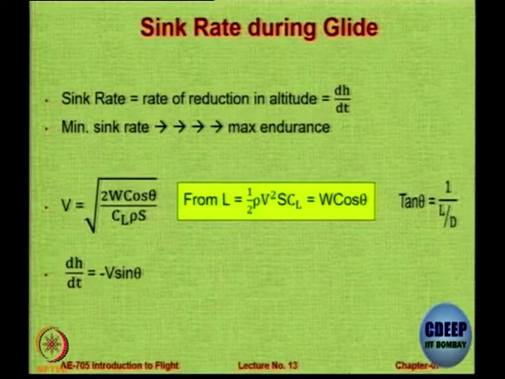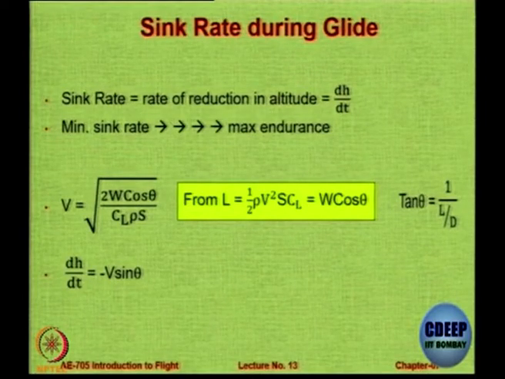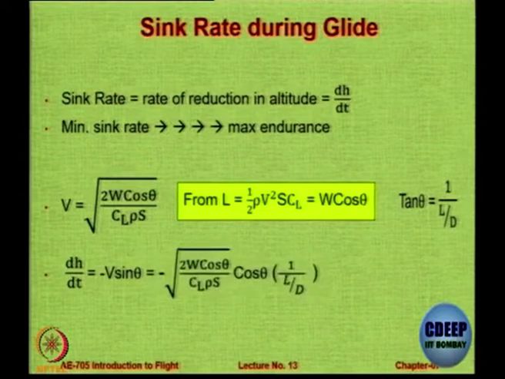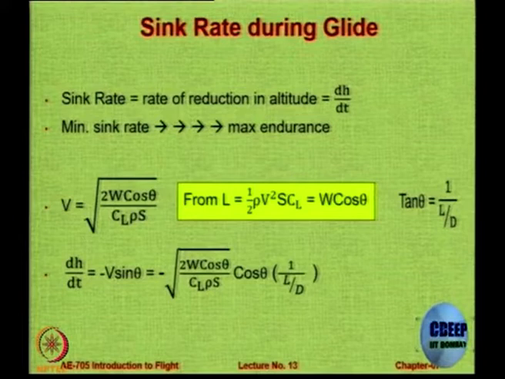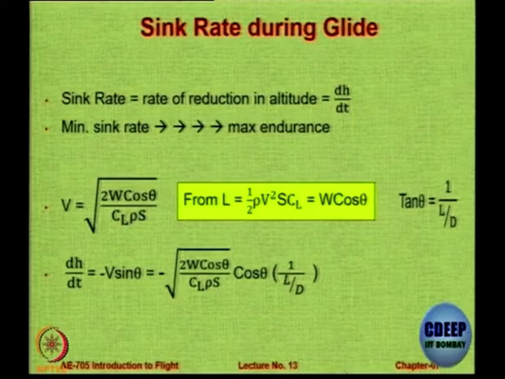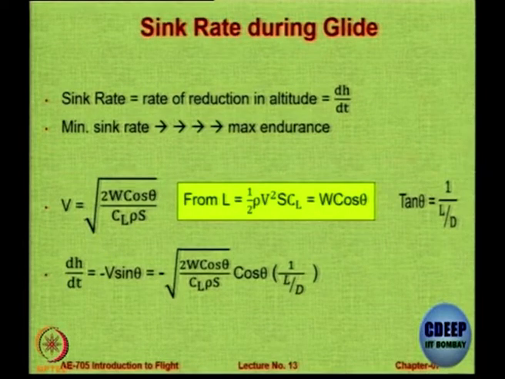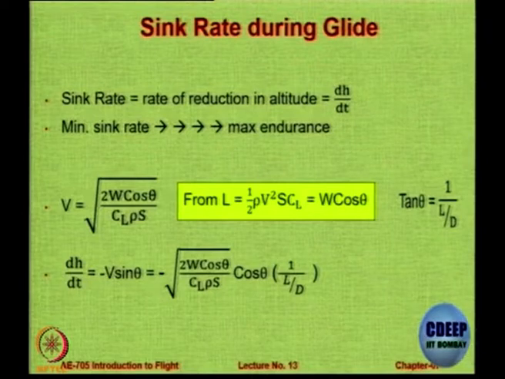Now, dh by dt, as you can see from the previous figure, is actually the sink rate, V sin theta. So, I take sin theta as cos theta into 1 by L by D, put it inside. Now, you can push this cos theta inside, it will become cos square theta, cos cube theta rather. And there is L and D. So, L contains C_L, you can replace L by D by C_L by C_D. So, you will get C_L cube also inside.